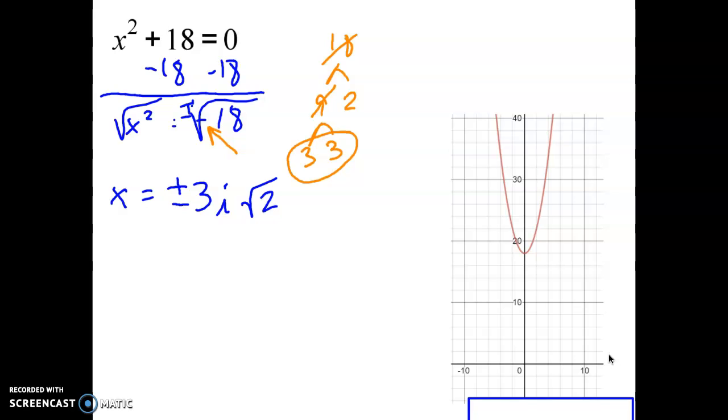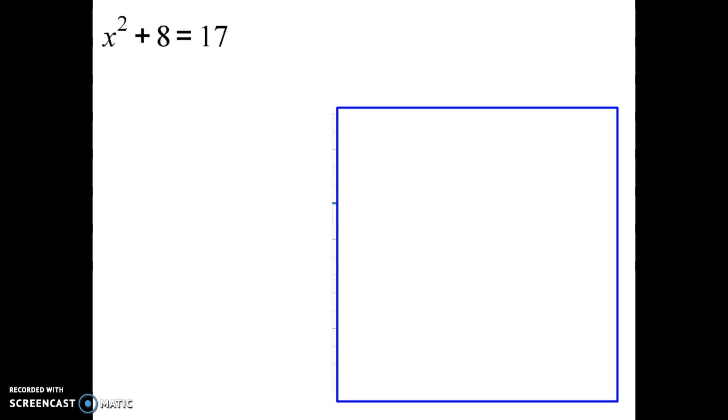It does not have any x-intercepts because the roots that I got are imaginary, and I cannot put imaginary roots on a real graph. I would have to put imaginary roots on an imaginary graph, which we're not going to learn how to do this year. We're going to focus just on the real graphs, and so this means I don't have any x-intercepts. Okay, let's look at one like this one.